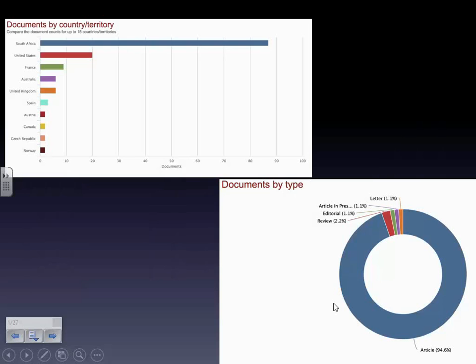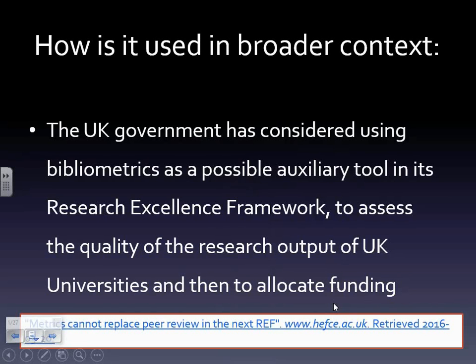You can also look at who this person actually collaborates most with, what's the most frequently published stuff. So all of these bibliometric methods can give you an indication of what the person is and what they do and how they work. How is this used in the broader context? Well, I was quite interested to read that the UK government last year actually considered using bibliometrics as a possible tool in the research excellence framework and to base their funding on that.